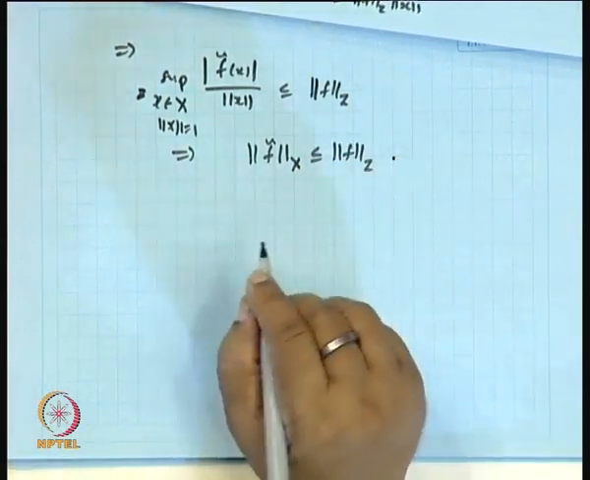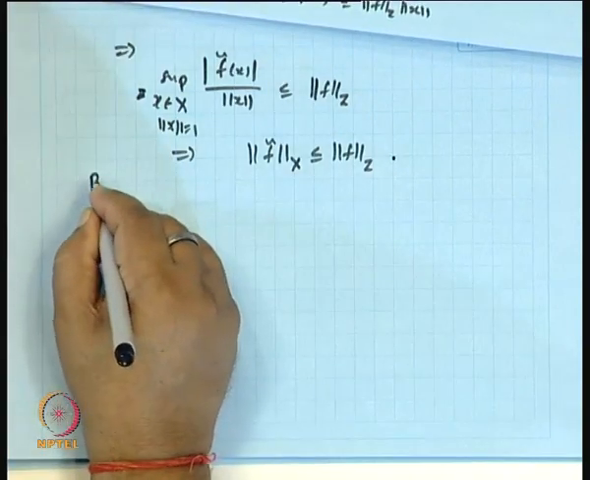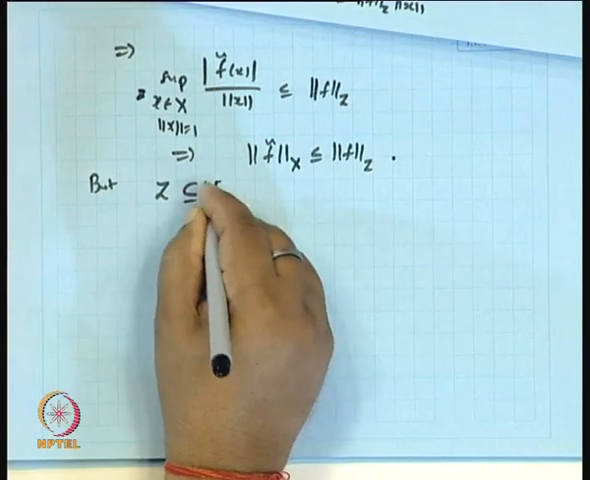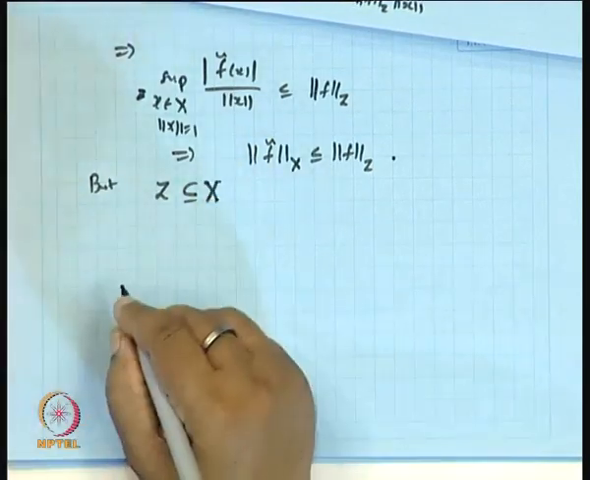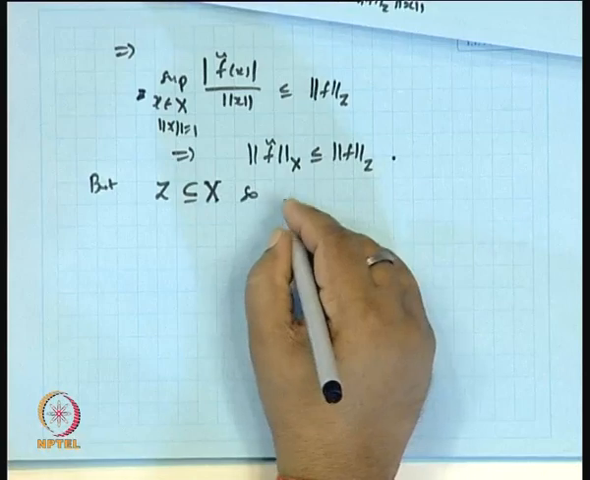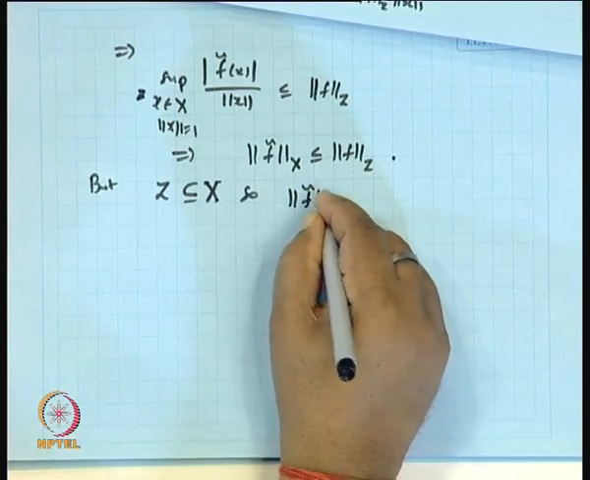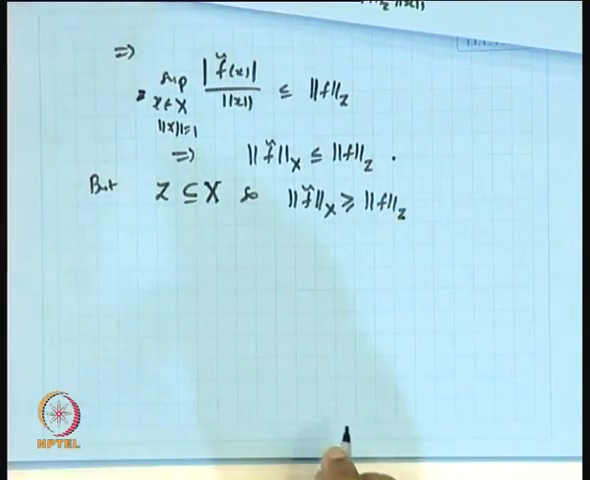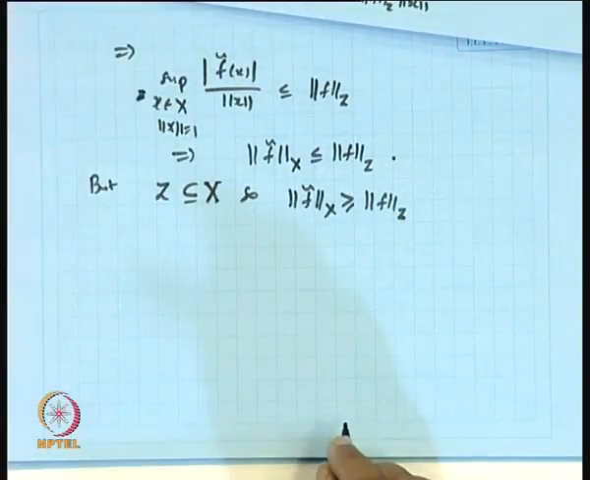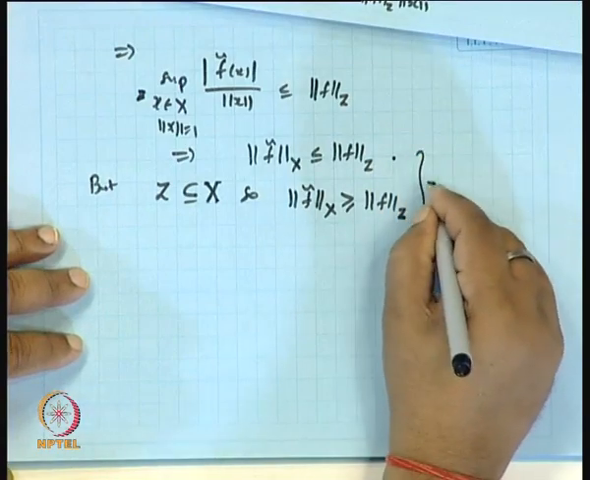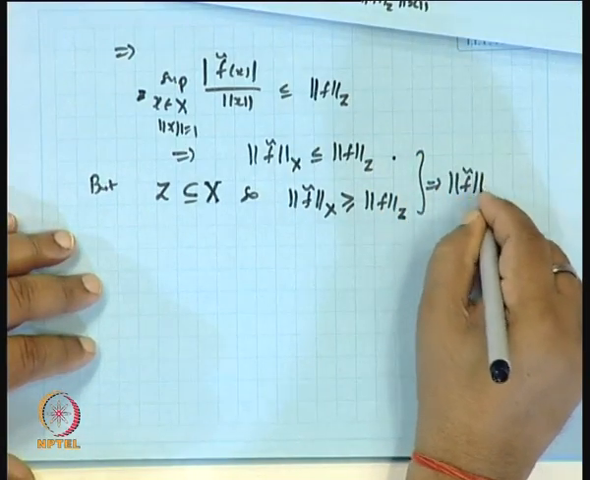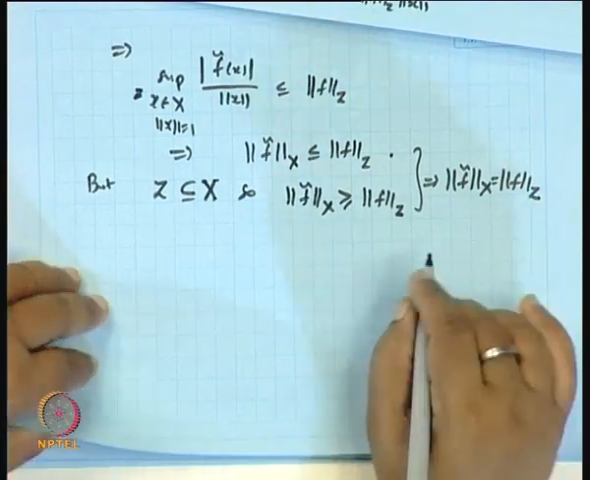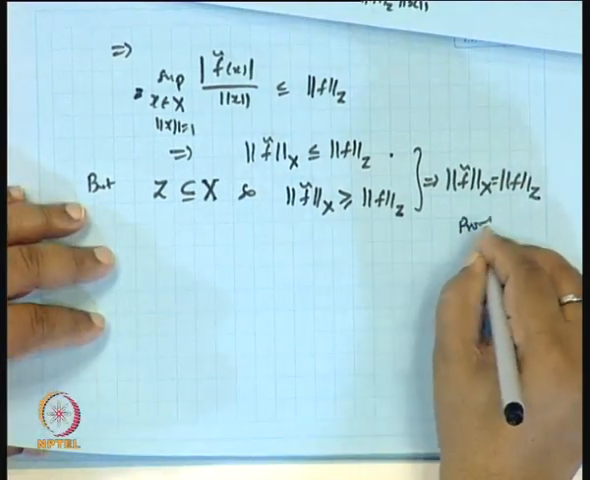Clear? But Z is a vector subspace of X, since a norm subspace means it is a vector subspace of X. So, the norm of f delta on X cannot be lower than the norm of f over Z, because it is an extension. Therefore, combining these two, we get the norm of f delta on X equal to the norm of f on Z, and that proves the theorem.